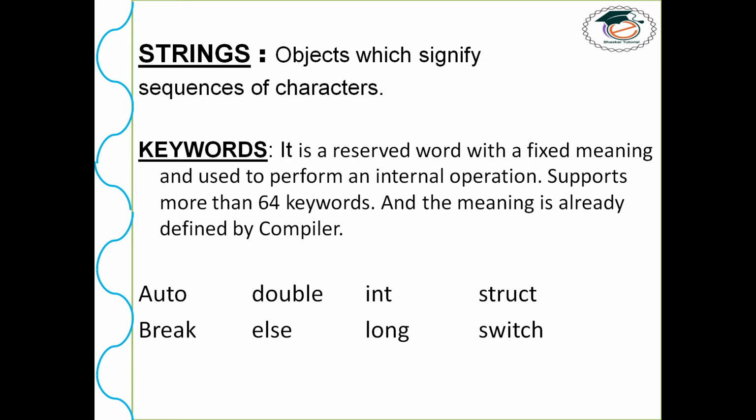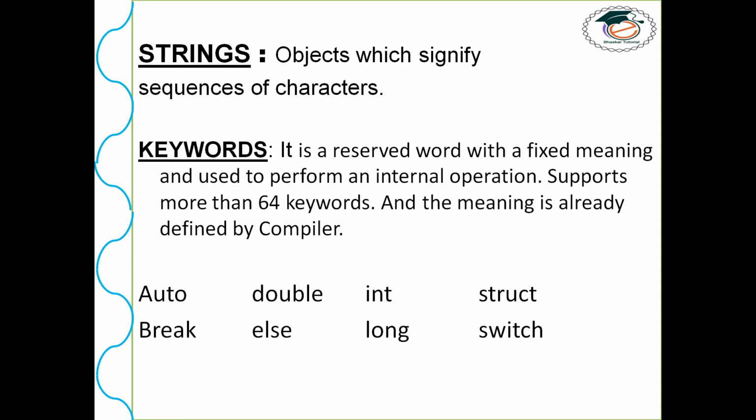So let's see briefly what a string is. It is a character object which signifies a sequence. Okay, an object which signifies a sequence of characters is known as a string. In sequence means in a systematic way: whatever the objects are, they must be in a systematic way.